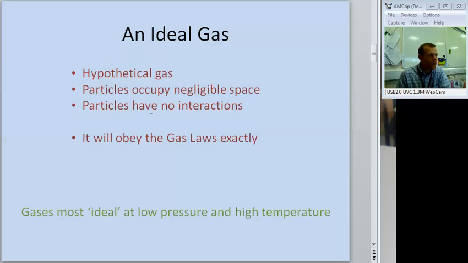Now, it's a hypothetical situation. Particles don't occupy any space, right? So we're assuming that they're not taking up any space in the container itself. We're also assuming that there's no interactions, so there's no intermolecular forces. And for that to occur, to be ideal, we're going to have a low pressure and a high temperature, because these are conditions that kind of keep the particles apart, if you like. So gases most closely follow these laws that we're going to meet in a little while at low pressure and high temperature.